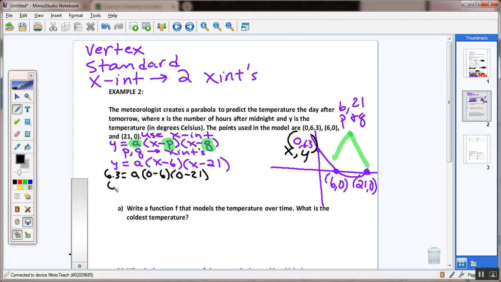I think this is a times negative 6 and negative 21. Somebody give me negative 6 times negative 21, please. So this is 6.3 equals 126 a. How are you going to solve for a, kids?